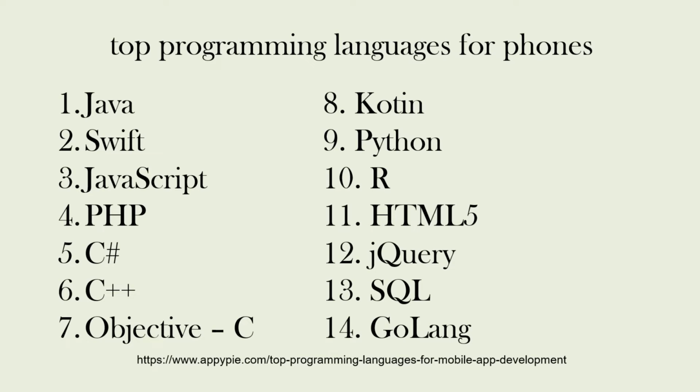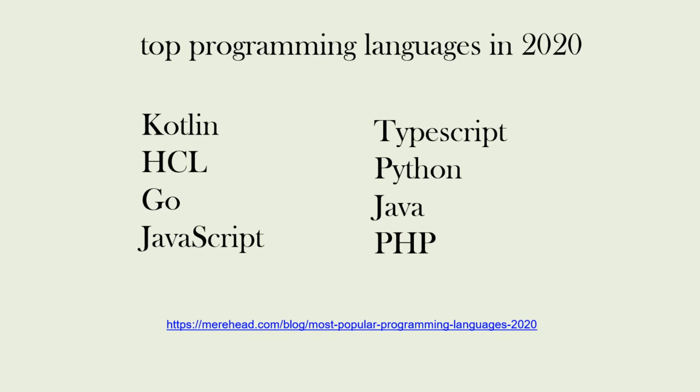Top programming languages for phones, we again see Java, JavaScript, C#, C++. So Python, common languages for both phones and computers. Top programming languages in 2020, we can see some similar languages like Python and JavaScript, and also some new languages.